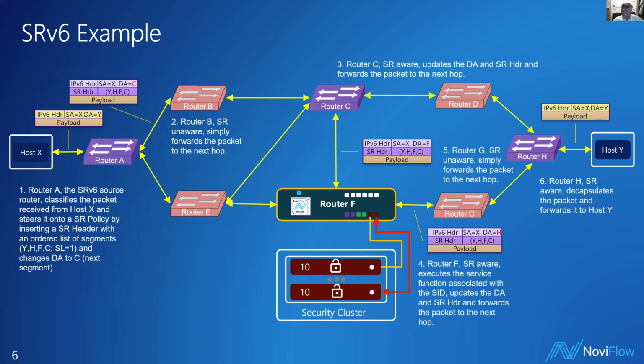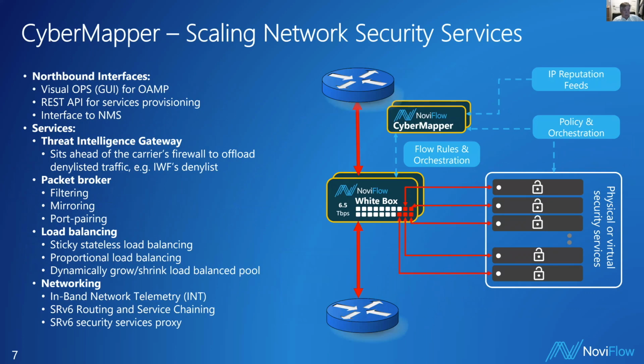SRv6 allows you to programmatically service chain different network services that you want the packet to go through before it is handed off at the other end. These network services are addressable in the network through the SIDs that the routers advertise. This is very different to how things are done today, where most network services are hardwired into specific physical locations in the network. Here is a brief introduction to NoviFlow's CyberMapper.